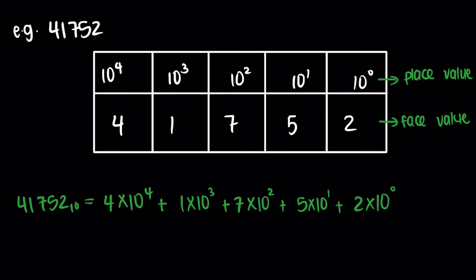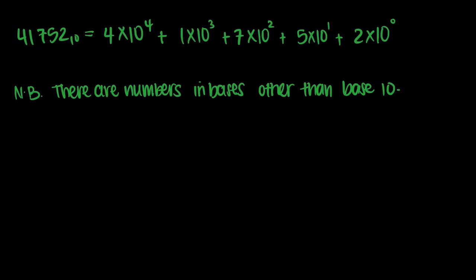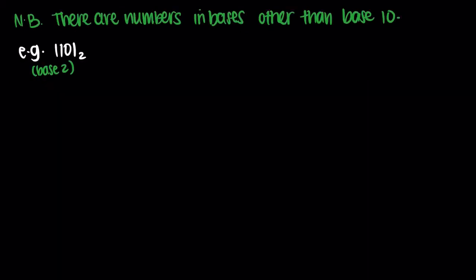And now this leads to a very important point. There are numbers in bases other than base 10. And the way we handle them is somewhat similar to the numbers in base 10. For example, the number 1,101 in base 2, unlike numbers in base 10, we have to specify that a number is in a base with this little subscript. So we put a subscript 2. And our place values, instead of base 10, it's now base 2.